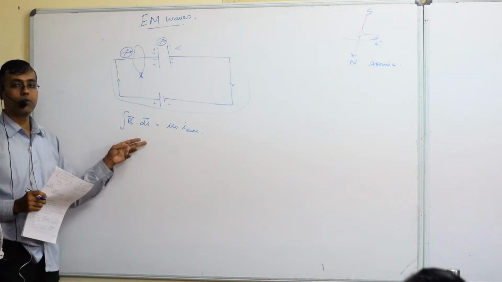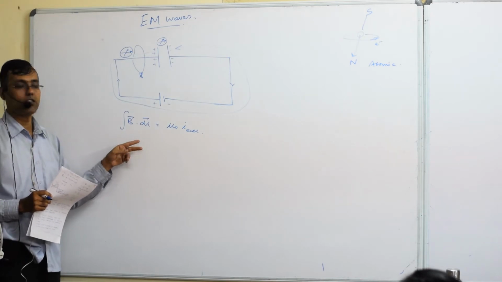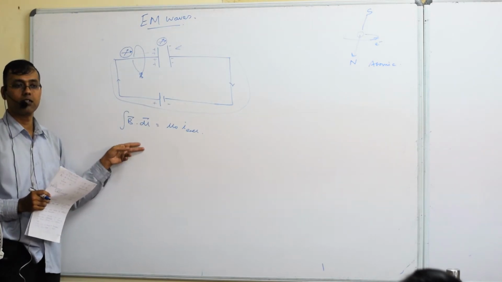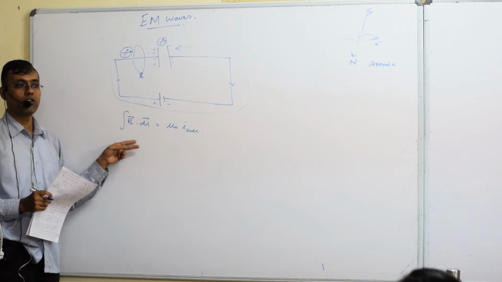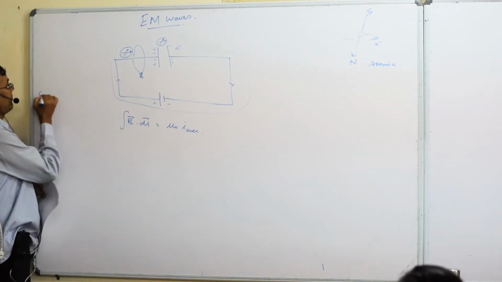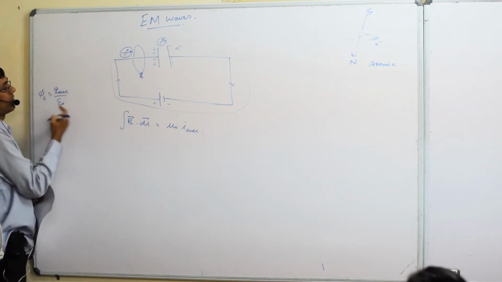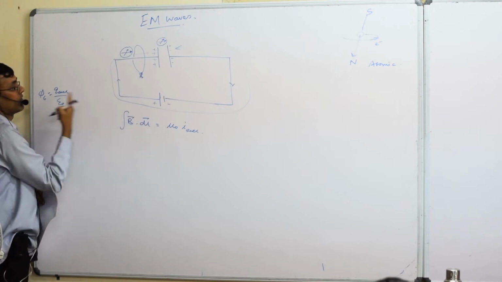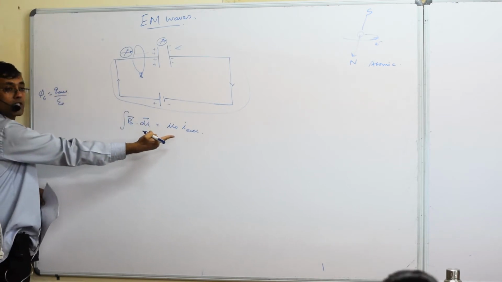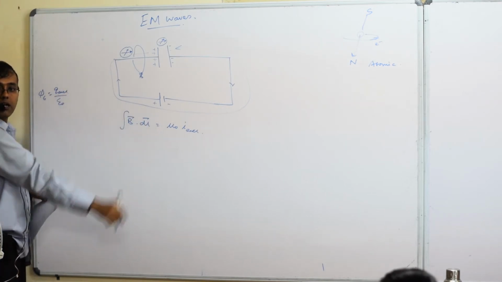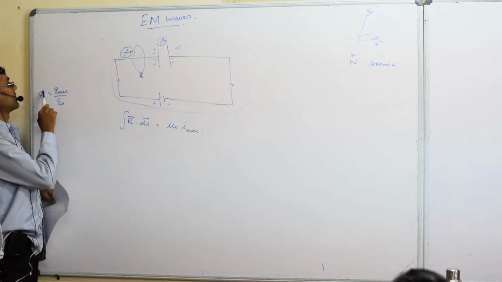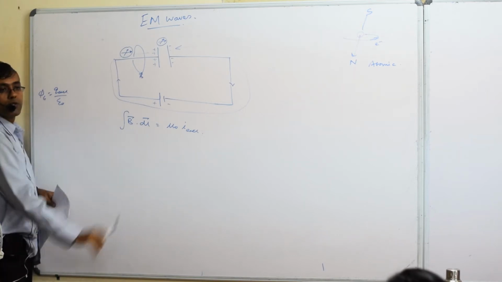This is very similar to what? The static. This is for moving charges. Static Gauss law, right? What is Gauss law? Phi E is equal to Q enclosed by epsilon naught. Instead of 1 by epsilon you have mu naught. Instead of static charge you have moving charge. Moving charge is nothing but current, right? Instead of E into A you have B into dl.